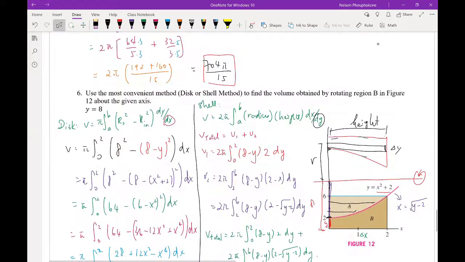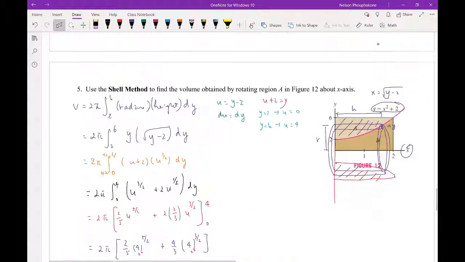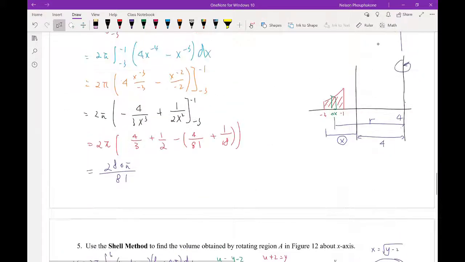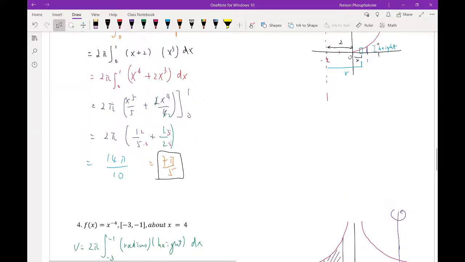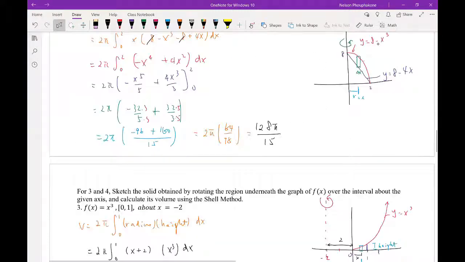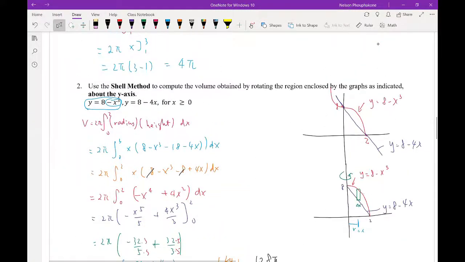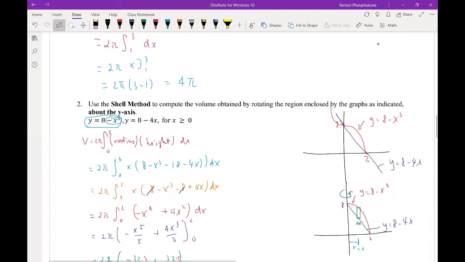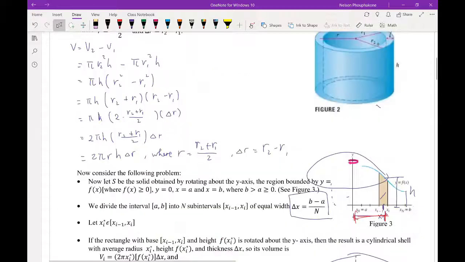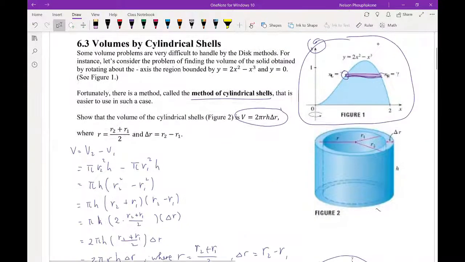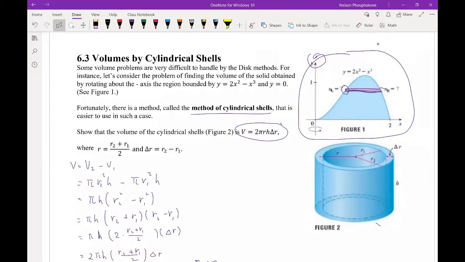So again, between 6.2 and 6.3, we learned three techniques to find the volume. One is by slicing, another one is by rotating, and the last one is by shell. So again, try to work on the problems on the warm-up. If you have any questions, send an email or talk to me. Okay, thank you very much.